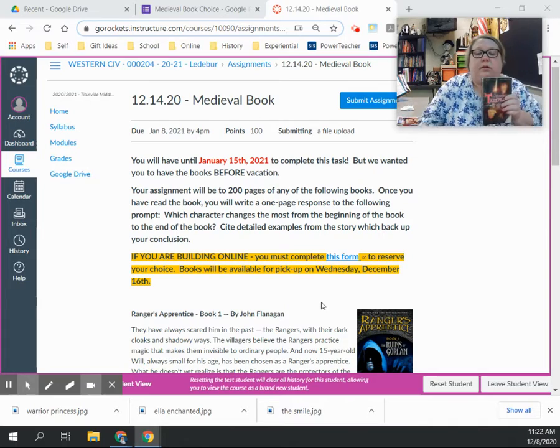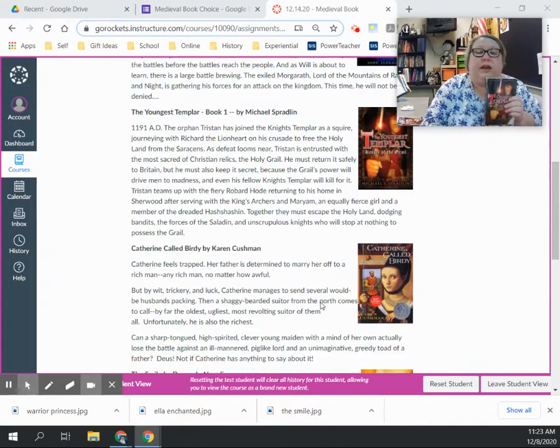Book number 2, The Youngest Templar. Now, this is the first book in a series of 3. It also follows a male lead character. It goes through him becoming a Knights Templar. This happens a little bit at the end of the Middle Ages into the Renaissance, but still a really good book. It has a lot of good content in it, and it talks a lot about the things that we're going to talk about either this unit or in units to come.